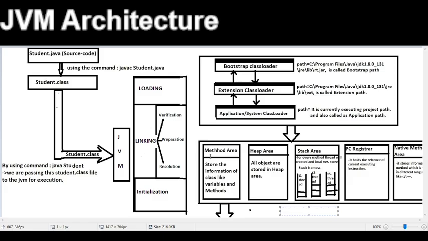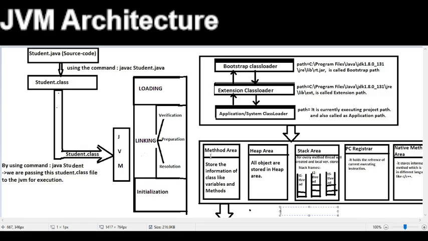Today we are going to discuss how the JVM internally works. So let's start. We are taking an example of a student.java class. Inside that we have written some source code, and after writing this source code we need to generate the .class file. For that sake we are writing one command, javac student.java.